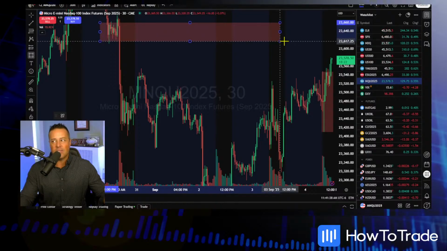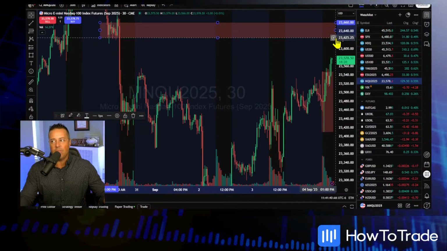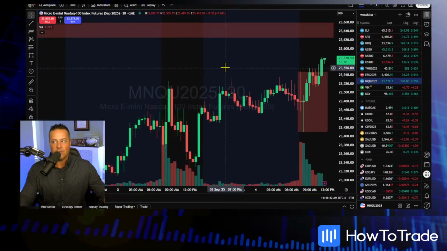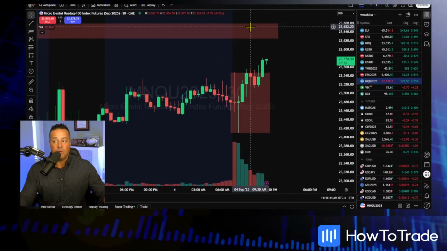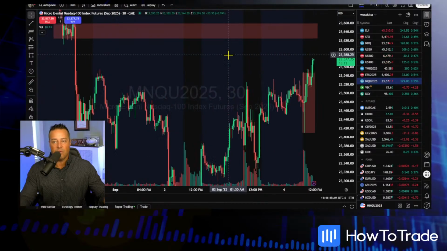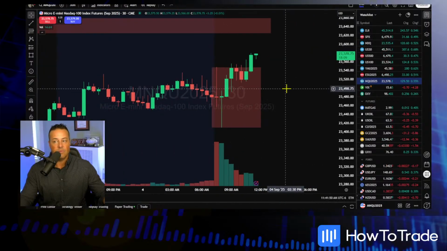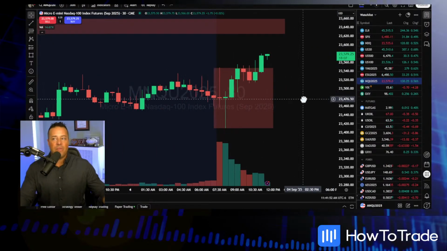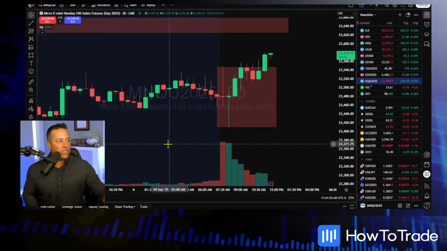The smart money concepts, to be real honest with you, I'm not a big fan. That's okay. It doesn't mean you can't use them. That order block right there, that could be a potential target. Why not? Something to think about there if you're trading U.S. equities futures.